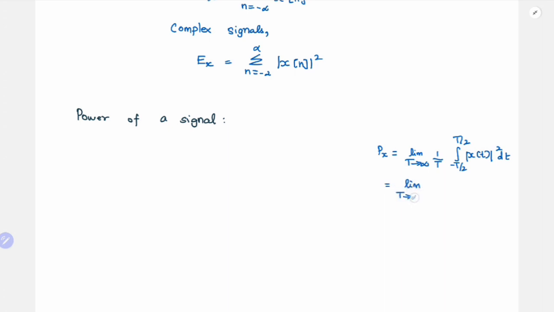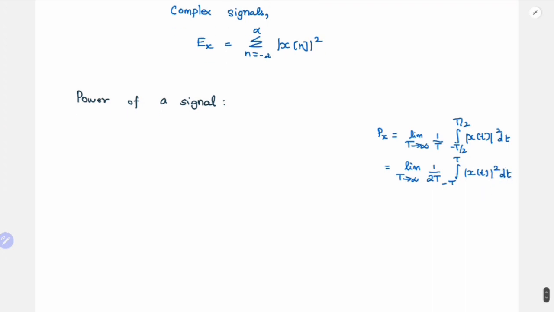So limit t tends to infinity, we'll take 2t time period, okay? A period of 2t, from minus t to t, mod x of t whole square dt. Okay. Now we'll try to modify it for this case. So Px is nothing but we have mod x of n square, and we need to sum it from n equal to minus N to N, right?